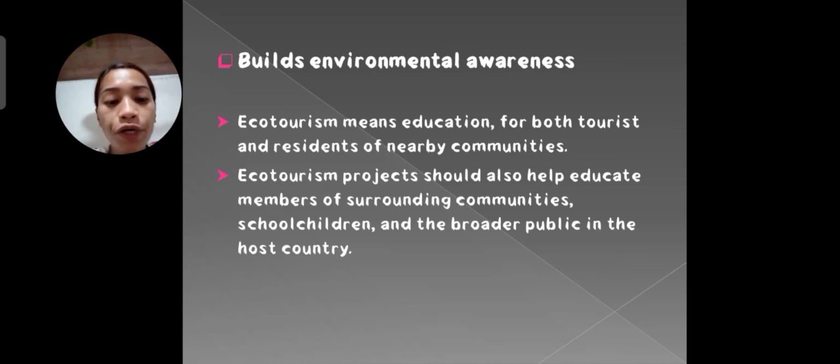Well, before the tour begins, tour operators should supply travelers with reading material about the country, environment, and local people, as well as a code of conduct for both the traveler and the industry itself. Ecotourism programs should also help educate members of the host countries, neighboring communities, school children, and the general public.